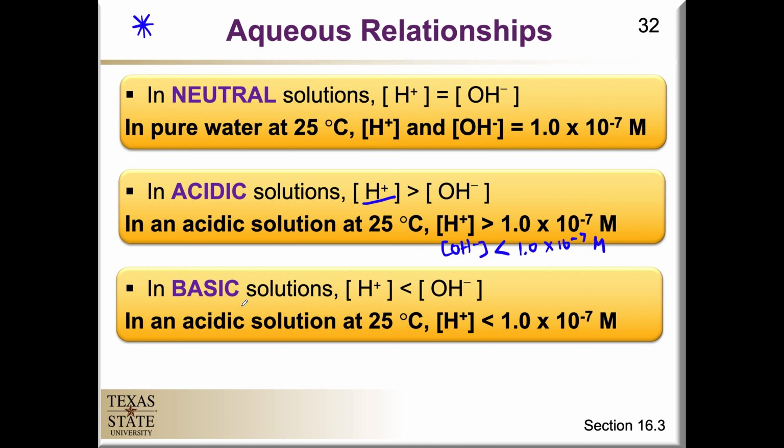Finally, in a basic solution, the hydrogen ion concentration is going to be less than the hydroxide ion concentration because the hydroxide ion concentration is going to be bigger. So therefore, the hydrogen ion concentration will be less than 1 times 10 to the minus 7, and therefore the hydroxide ion concentration would be greater than 1.0 times 10 to the minus 7. The reason for this is that the product of the two will always be equal to Kw. So again, if we know the value of one of those two, either the hydrogen ion or the hydroxide ion concentration, we are able to solve for the value of the other using this equation.